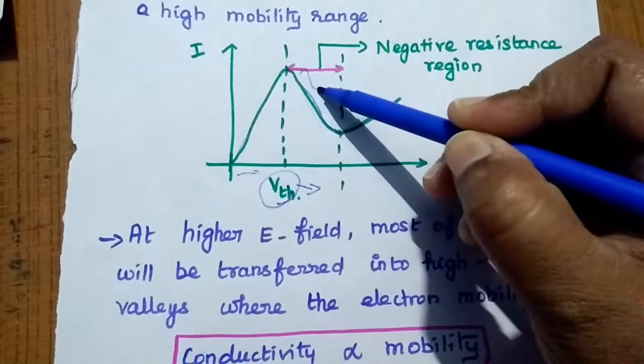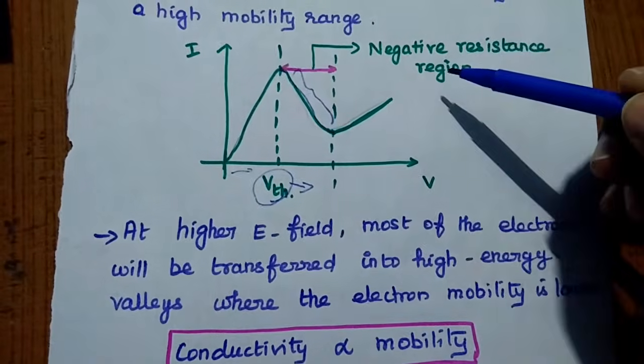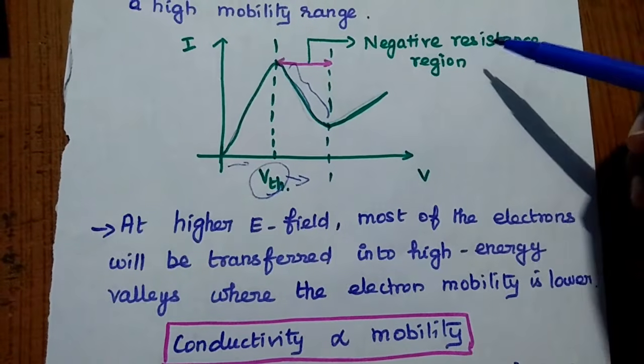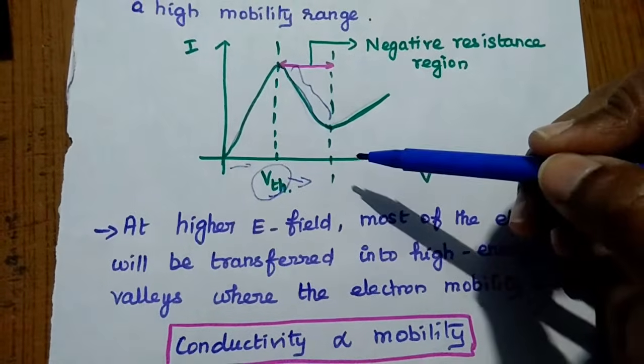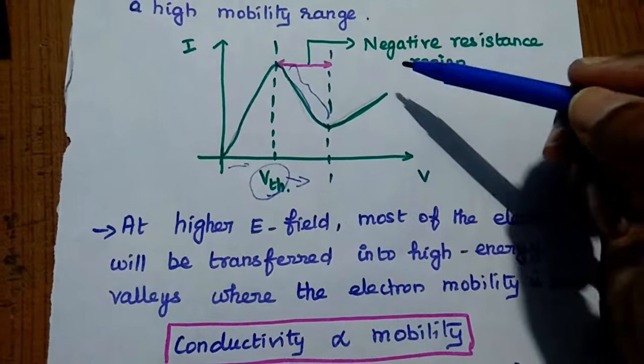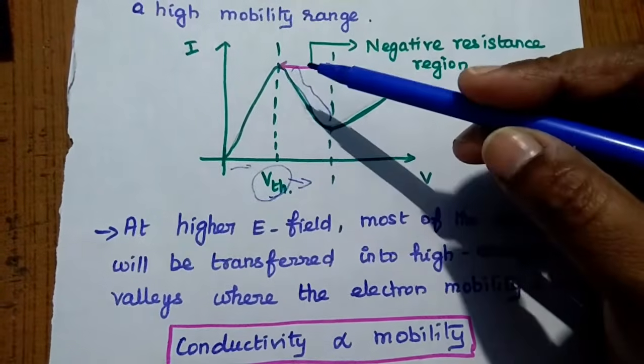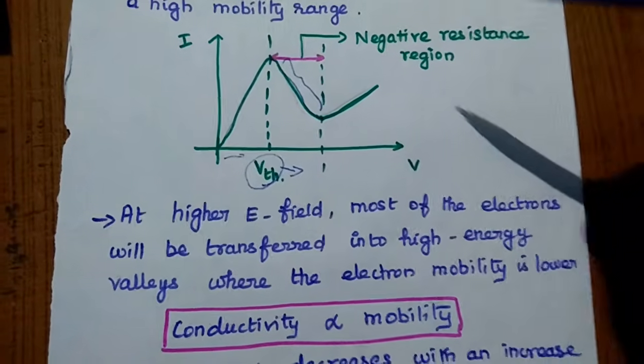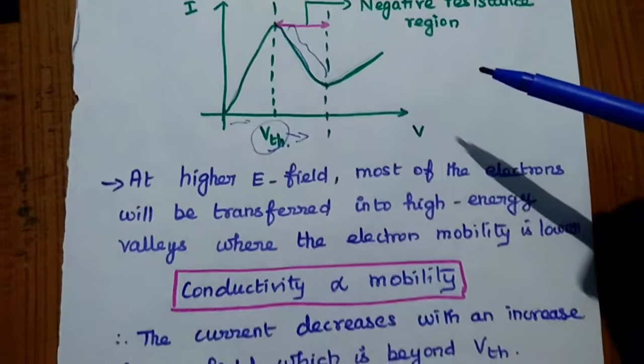Okay, so this region is known as negative resistance region. As we know, the negative resistance means what? Voltage increased means current should also be increased. But here, voltage increased but current gets decreased. So that region is called as negative resistance region.